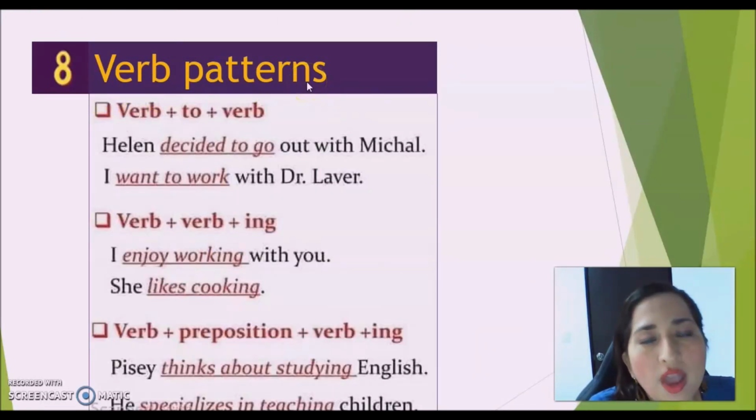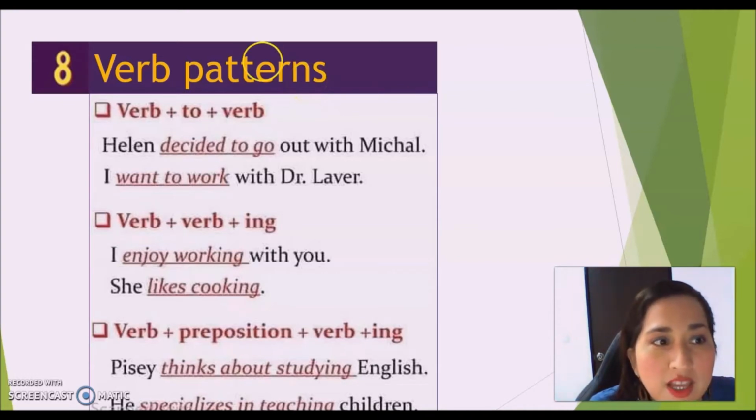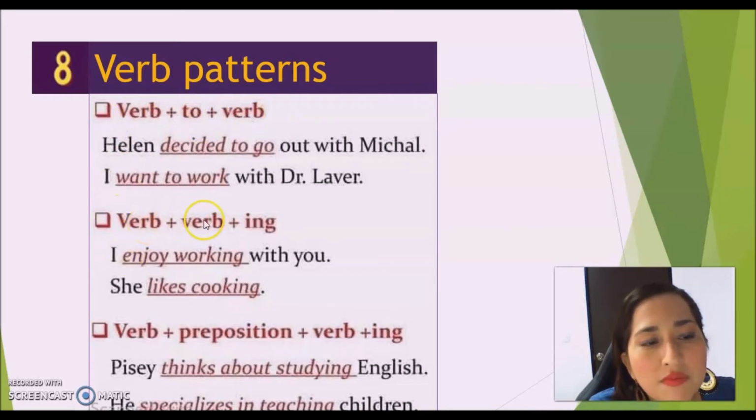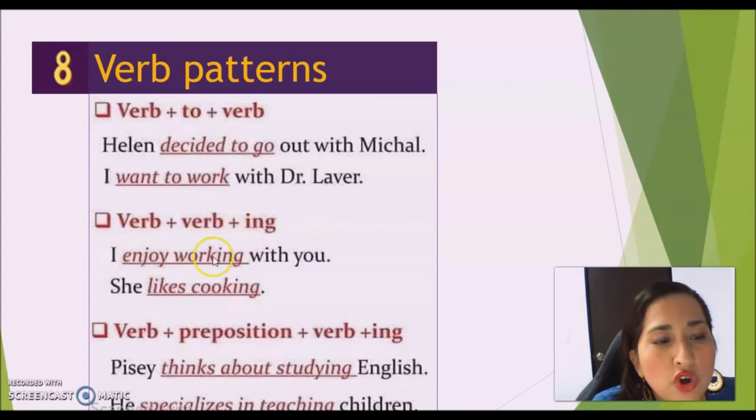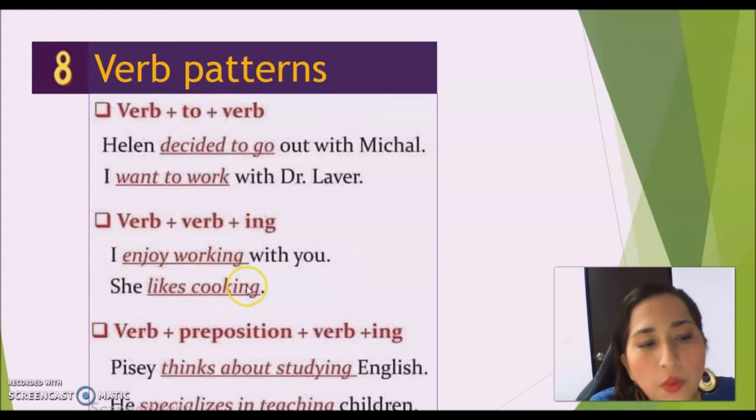Verb patterns. We have a lot of grammar and tips to take into account when we see different verbs in sentences. Helen decides to go out with Michelle. I want to work with Dr. Lewer. When we talk about verb plus verb, the second verb is with the ing form. For example, I enjoy working with you. She likes cooking.